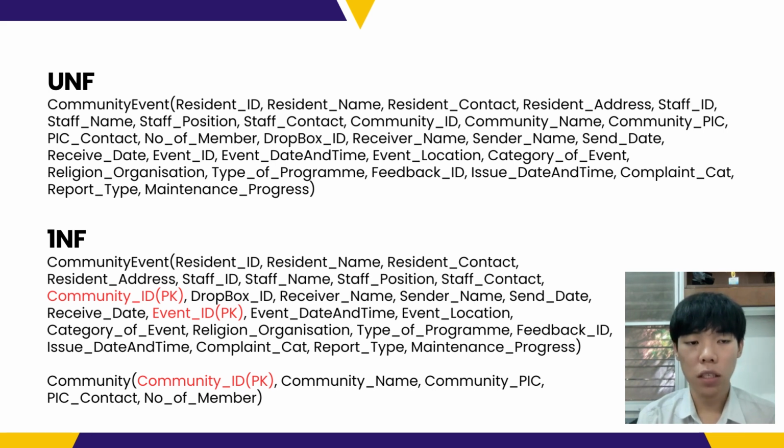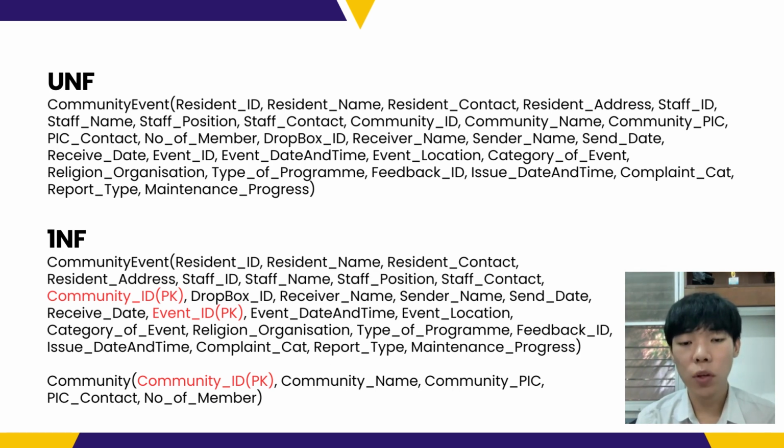So the first thing in normalization form is to create a normalized form. To create a normalized form, we need to create an entity named community event, and we need to gather all the attributes from the ERD inside our community event. The next is first normalized form. First normalized form is to determine the primary keys from our community event, and we create an entity from the primary key.